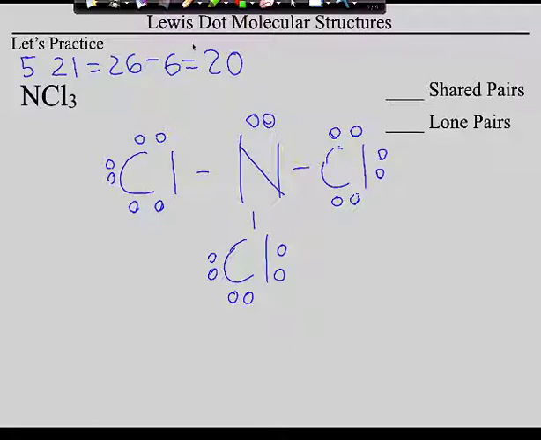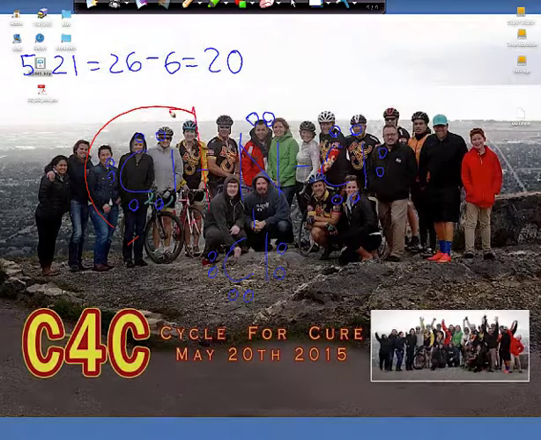So now step 4, we need to check for the octet rule. That's the 8 rule. So all of the atoms on the board want to have 8 electrons. Guys, please don't do what I'm about to do. But mentally, here's what you're going to do.